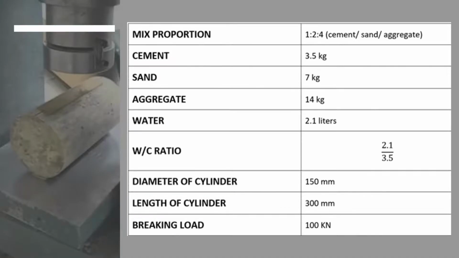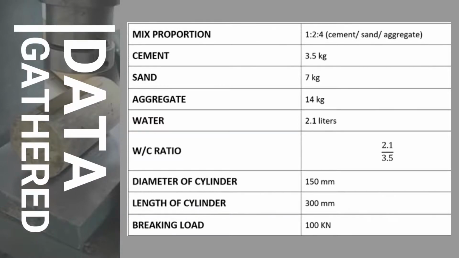Data gathered. Mixed proportion of cement, sand, and aggregate is 1:2:4. Cement 3.5 kilograms. Sand 7 kilograms. Aggregate 14 kilograms. Water 2.1 liters. Water over cement ratio 2.1 over 3.5. Diameter of cylinder 150 millimeters. Length of cylinder 300 millimeters. Breaking load 100 kilonewtons.